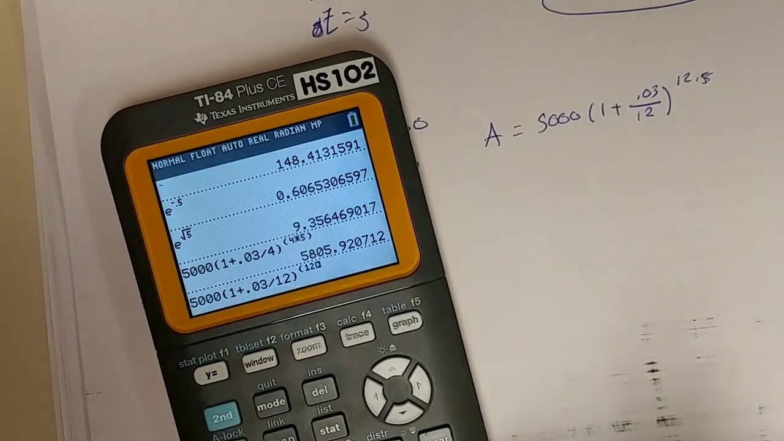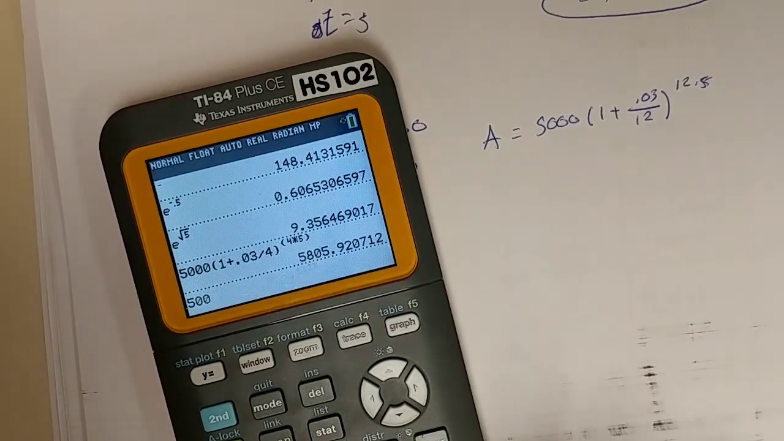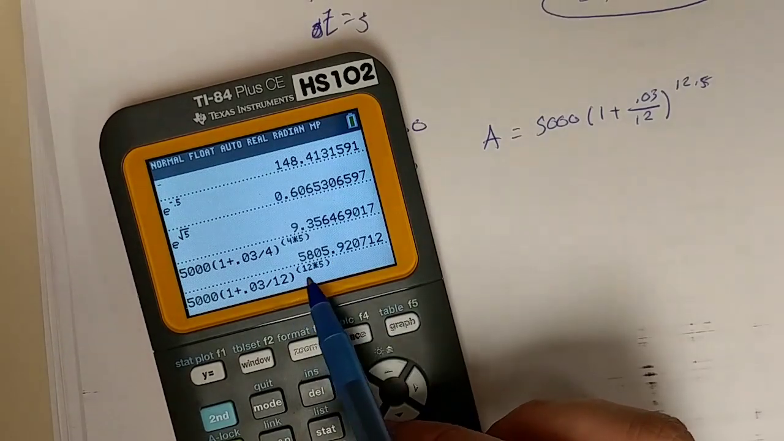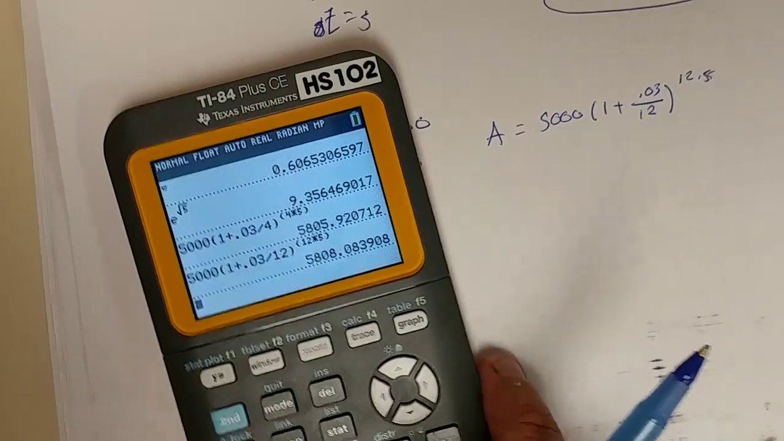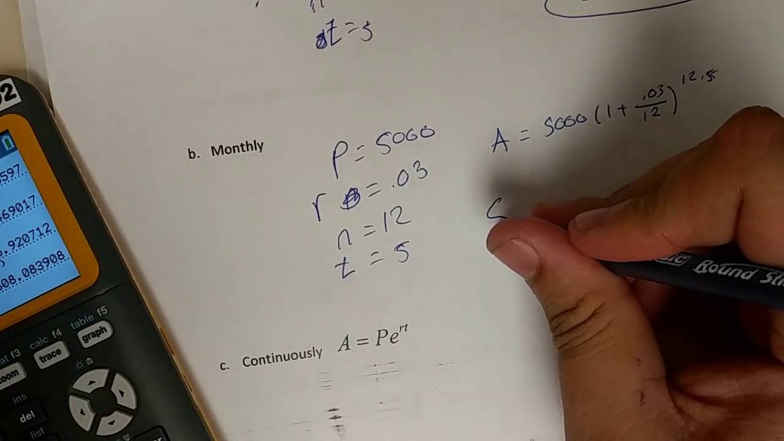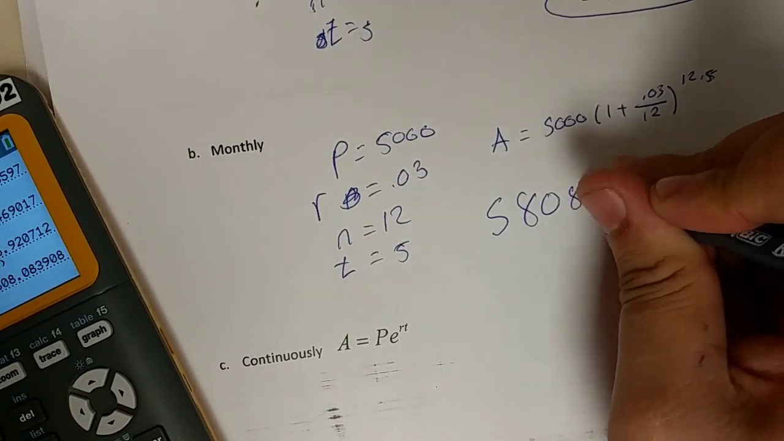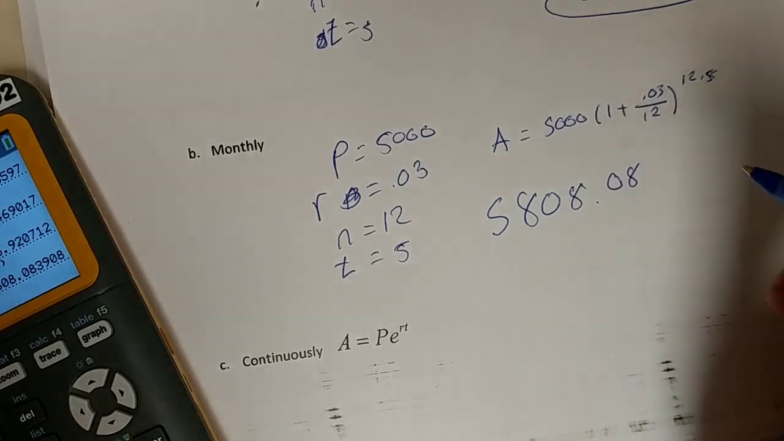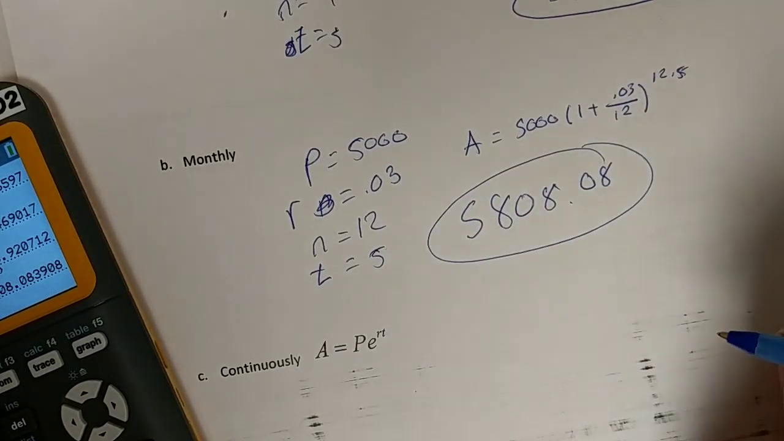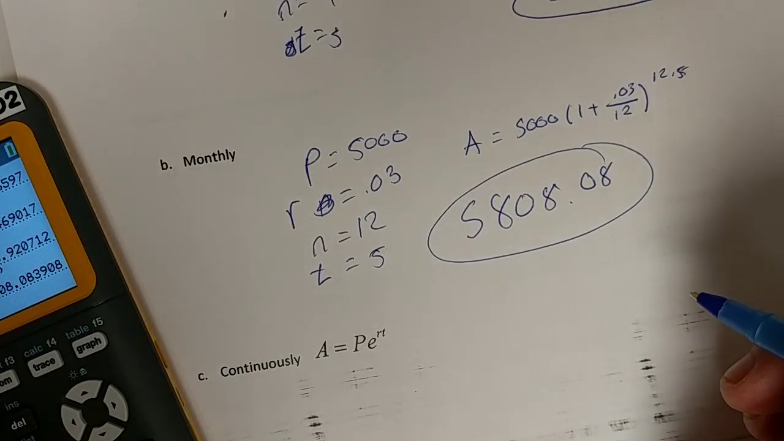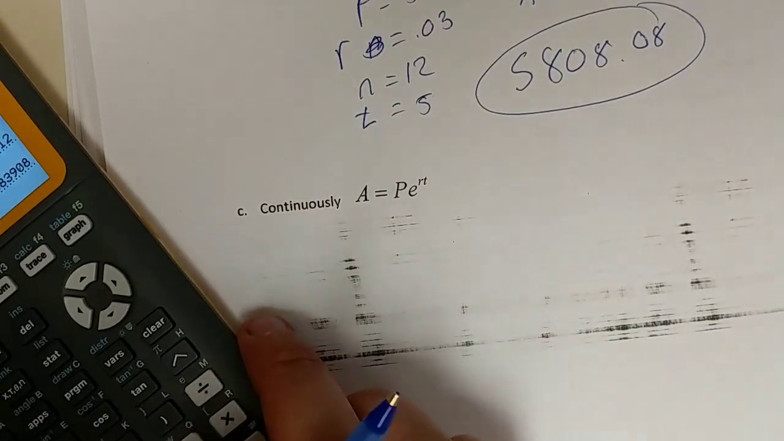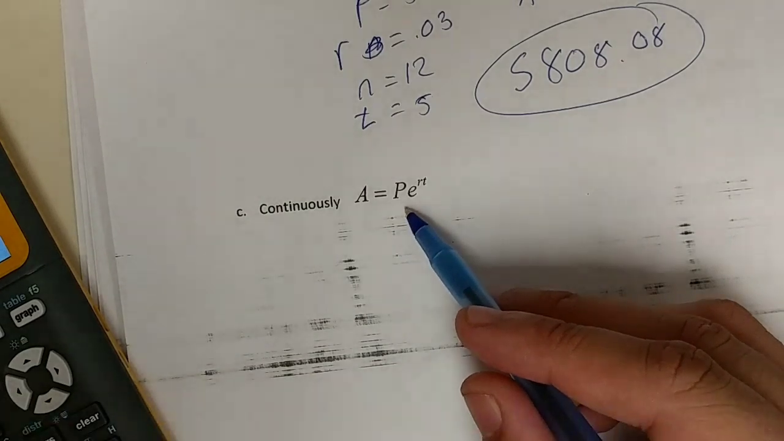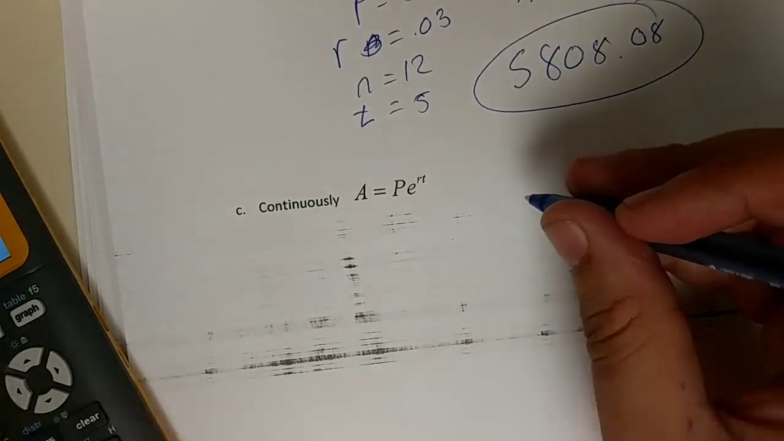Good. 12 times 5. I could just type in 60 if I know 12 times 5 equals 60. Maybe it makes fewer errors on your calculator. 5808.08. There you go. Now, for continuous compounding, you just use e, as in the normal number e.